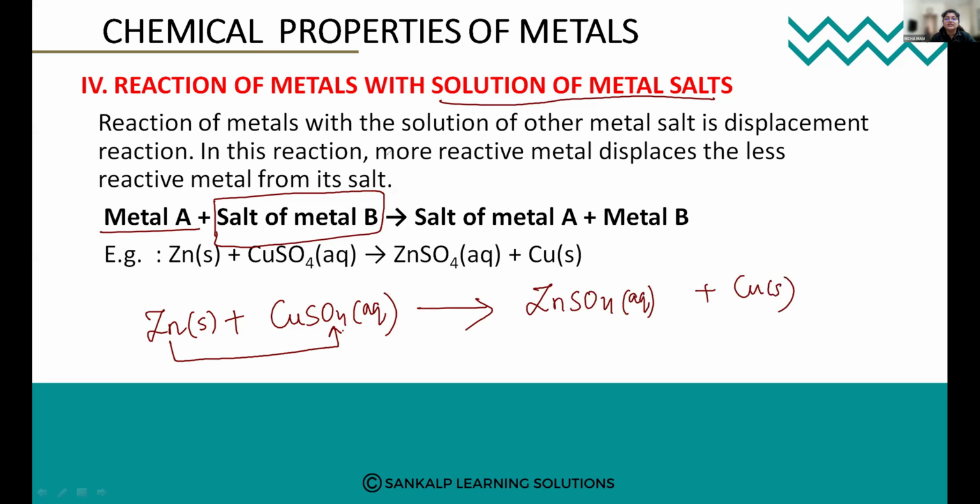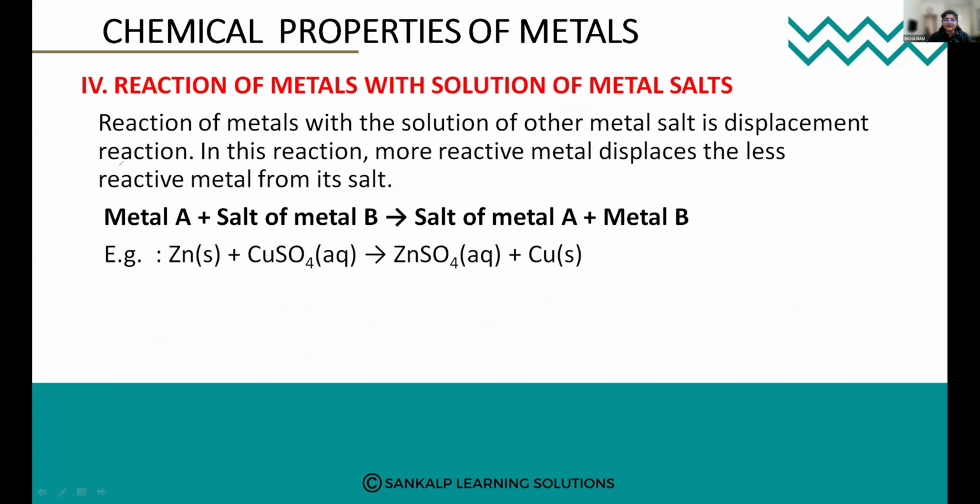So what will happen? The more reactive metal will displace the less reactive metal from its salt. So you are going to get the salt of metal A plus metal B. So what type of reaction is this, students? Displacement reaction, right? Is it clear? Yes.